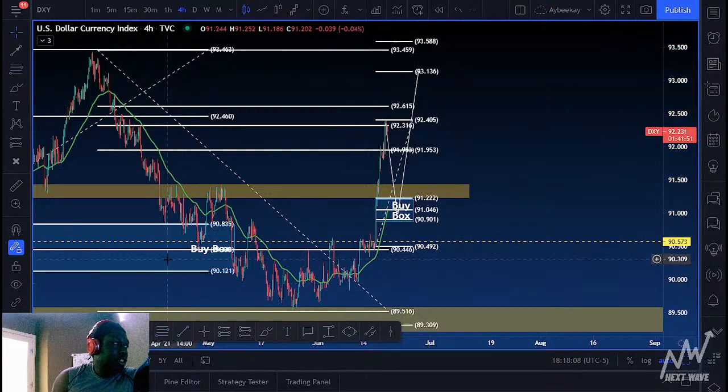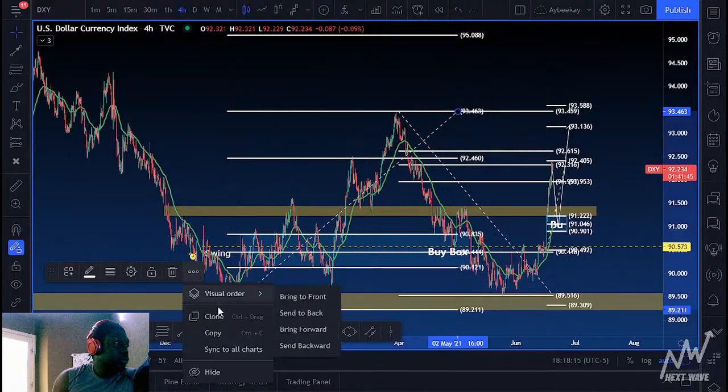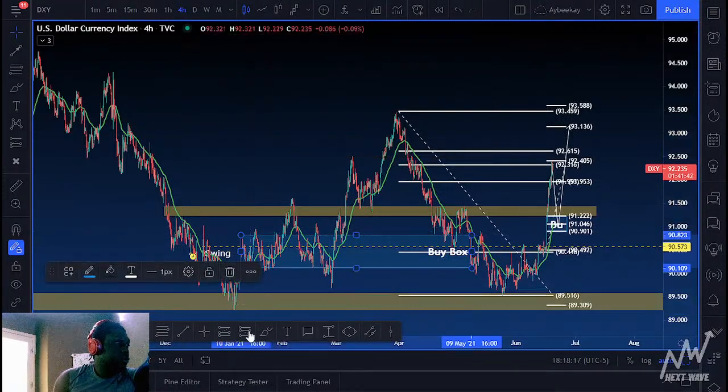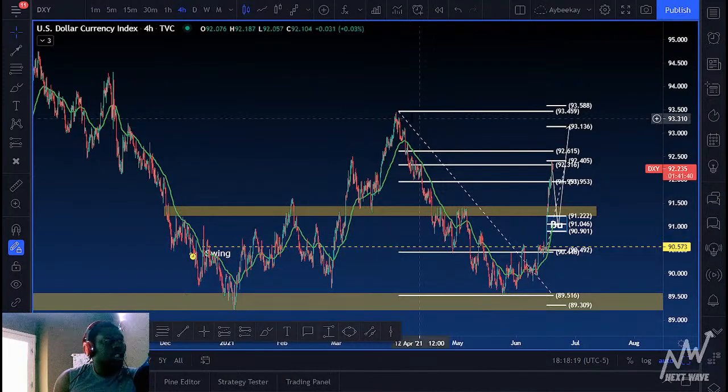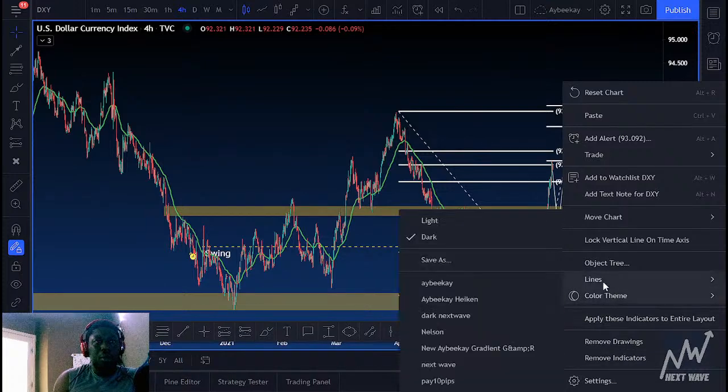Let me get rid of all this right here. Give me a second. I do not want to confuse too many. Get rid of that and get rid of these over here. Where is hide?